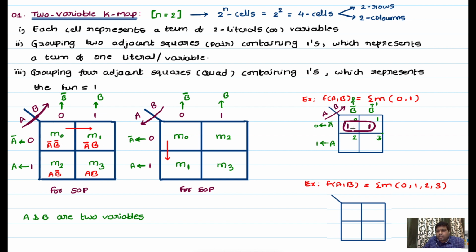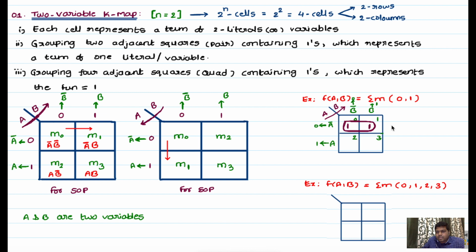You can observe here A bar is common, so here we are choosing only one row. This particular row is indicated with A bar, and we have two columns here, B bar and B. These differ, but on this side we have only one single variable, A bar, that is common for these two columns. Now we take the common A bar, then what you will get? B bar plus B only.